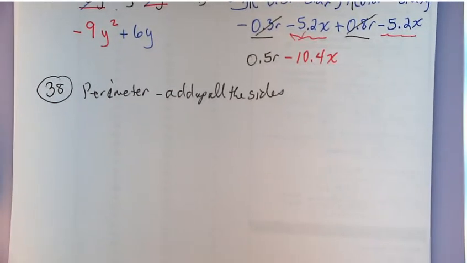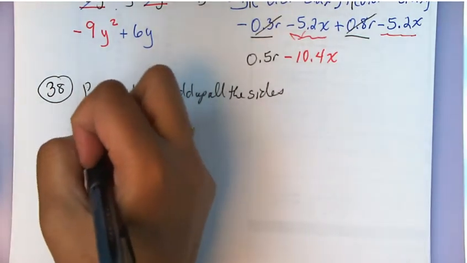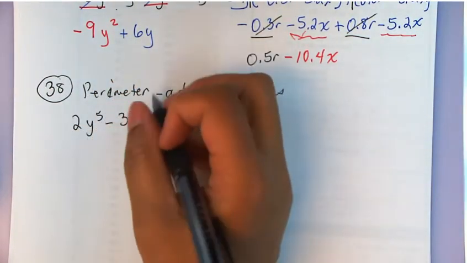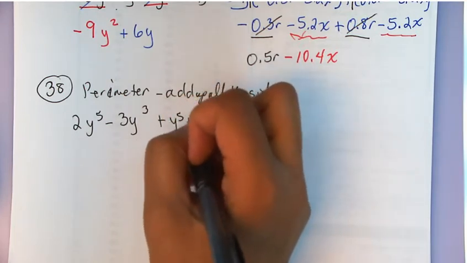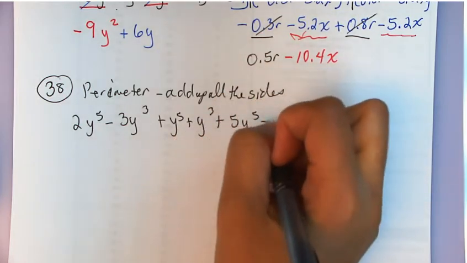So let's go to work with it. Let's take 2y to the 5th minus 3y to the 3rd. This honestly would be nice vertically, but that's okay. We're going to do it. Plus y to the 5th plus y to the 3rd plus 5y to the 5th minus 5y to the 3rd.